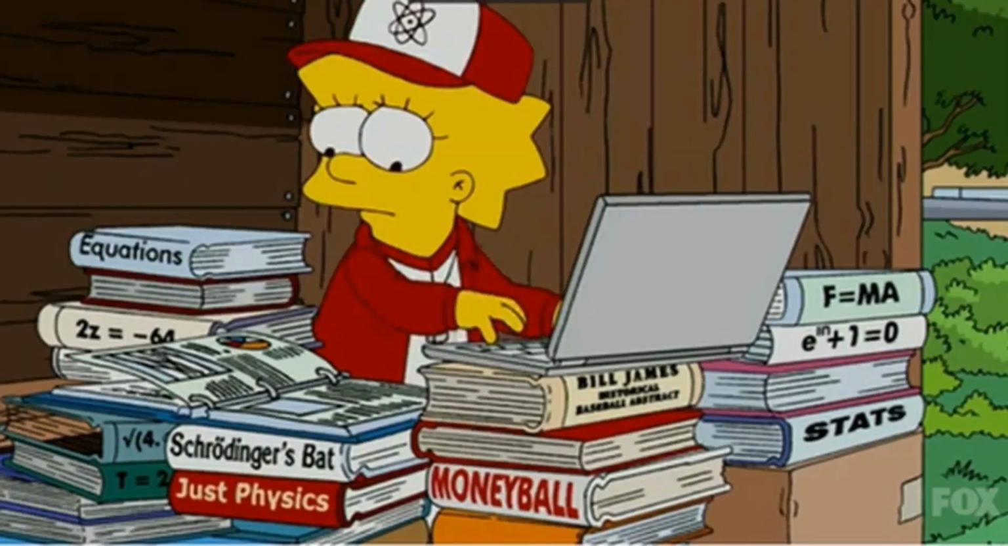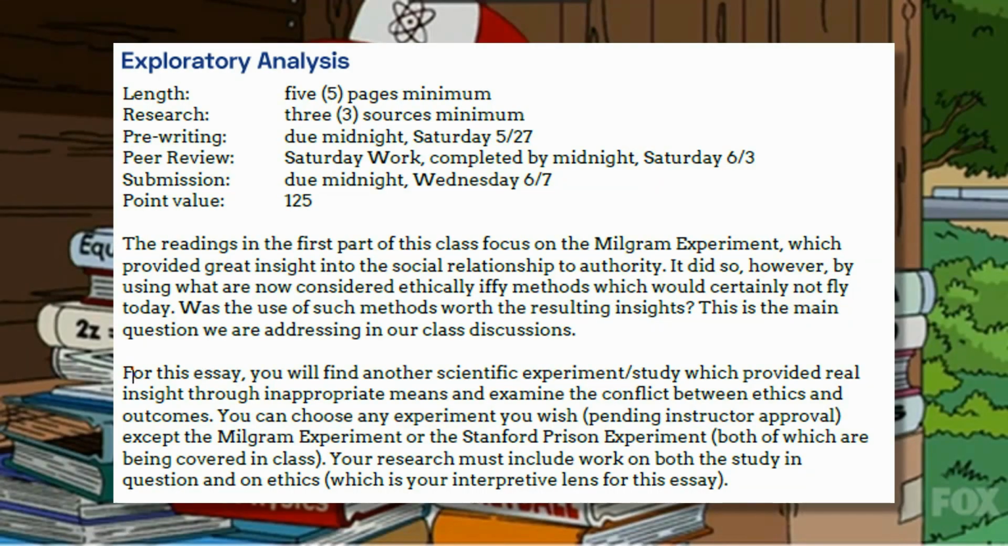For our next essay, the Exploratory Analysis, after studying the readings on the Milgram experiment, I want to know, where else does this kind of stuff happen? Where else is there what we would now consider ethically iffy methods used in experiments? And was the use of such methods worth the resulting insights?